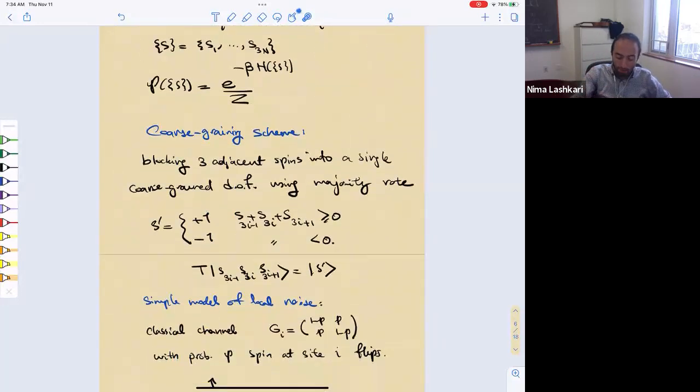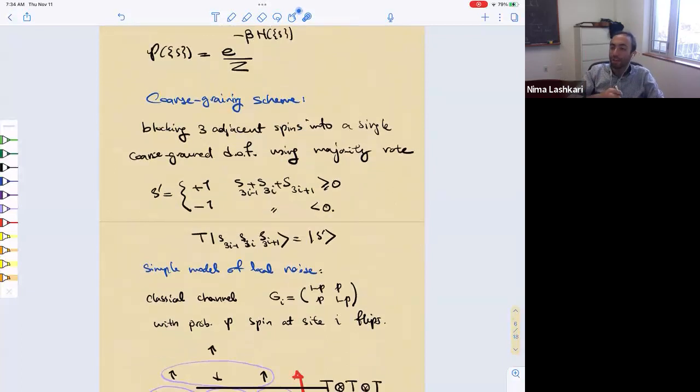And a simple RG prescription, a simple coarse graining scheme, is to block 3 adjacent spins into a single degree of freedom using majority vote. If the sum of 3 adjacent sites, 3i, 3i minus 1, and 3i plus 1, is positive, we're going to say that the effective degree of freedom is plus 1. And if it's negative, we're going to say it's minus 1, right? It's just a simple coarse graining thing. This is all classical, right?